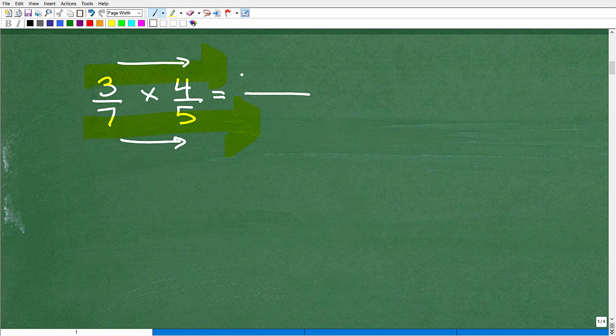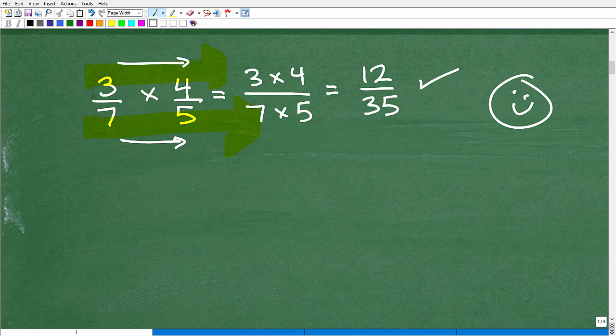So let's go ahead and break this down. So 3 times 4, let's write it this way, 3 times 4, and then we have 7 times 5, like so. Okay, that's all we do. We're going to multiply the numerators and multiply the denominators. Of course, this would be 12 over 35, and that is it. Super easy, so we can just give ourselves a real happy face there. Like, yes, math is easy, direct, that's how we like it, right?